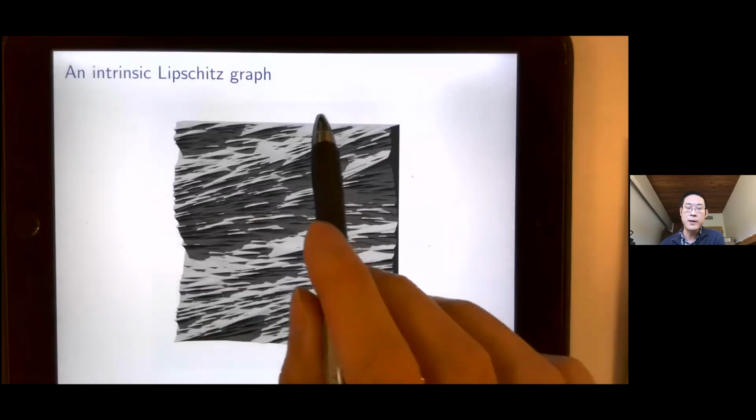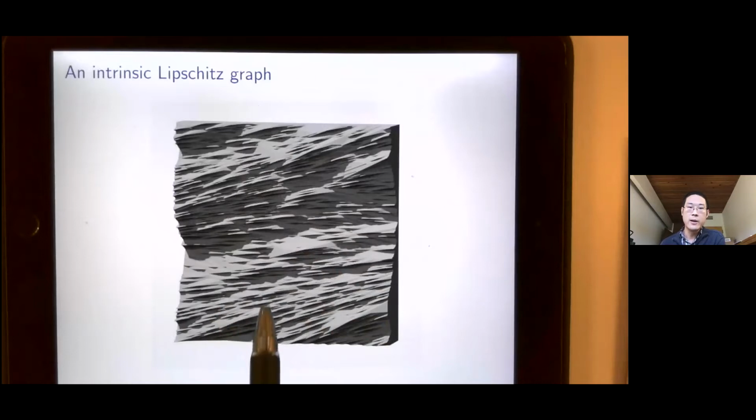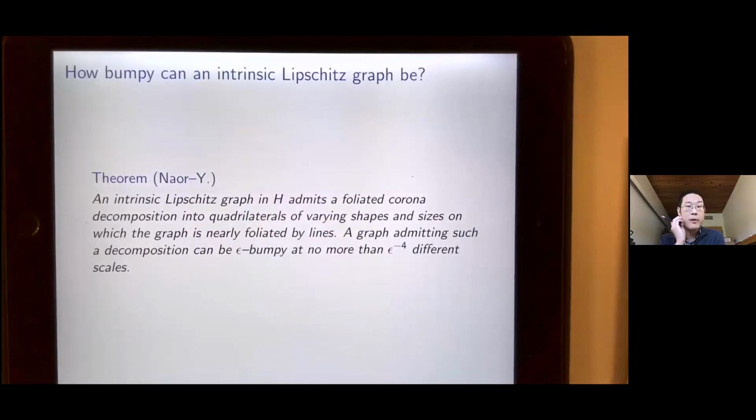You can see you've got the same sort of properties as these bump functions, in that if you go vertically, you can go in and out of all these little spikes in the graph. But if you go horizontally, you just kind of go along one of these valleys or along one of these ridges. You don't really cross the surface very much. And you can make that rigorous. Given an intrinsic Lipschitz graph, you can construct something called a foliated corona decomposition, which consists of quadrilaterals of varying shapes and sizes, on which the graph is nearly foliated by lines, and it satisfies a bound that a graph with such a decomposition can't be much bumpier than the surface we constructed.